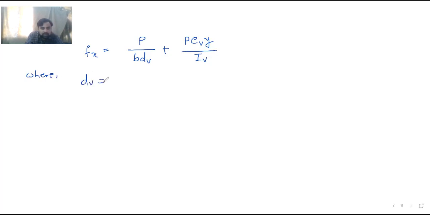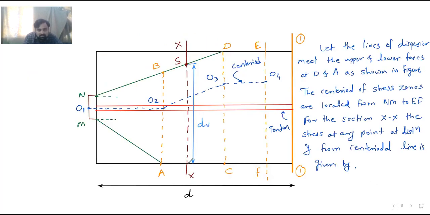So where dV, I will tell you the meaning of each term. dV is depth of the stressed zone. So in our case it is XS. See, if you see the diagram, XS means this. Okay. So this is the stress zone. On this point we want to evaluate the stresses at this point. So whatever the depth is, this depth is dV. From this point up to this point, total this depth is d.